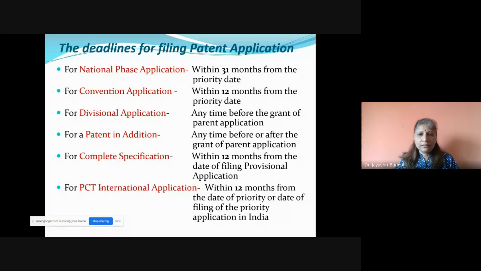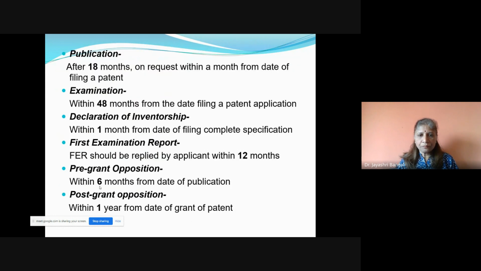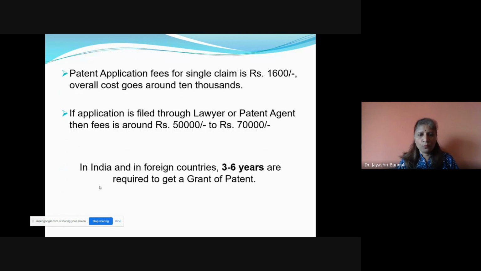So these are just the deadlines. As I said, it's a very long process. A minimum of 2-3 years it takes to grant a patent. This is the particular time duration for each step, and we have to follow this very strictly. Suppose the first examination report has come. The FER should be replied to by the applicant within 12 months only. Suppose IPO has raised some queries in the first examination report, the applicant should give a response within 12 months. This is the timeline the applicant has to follow.